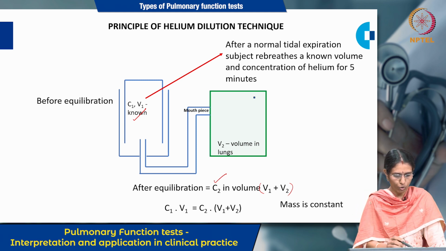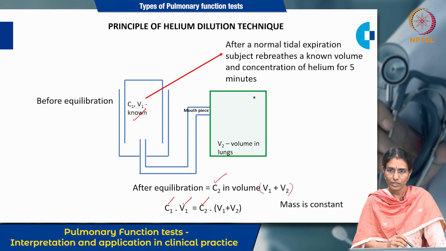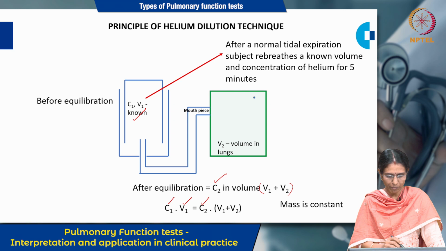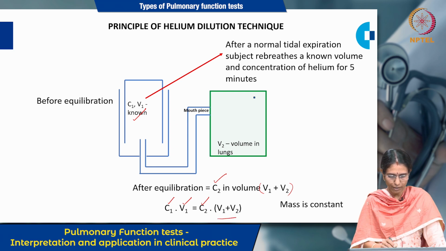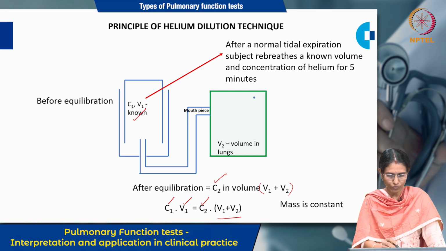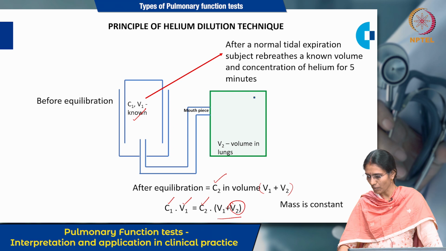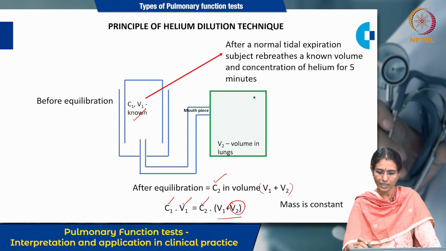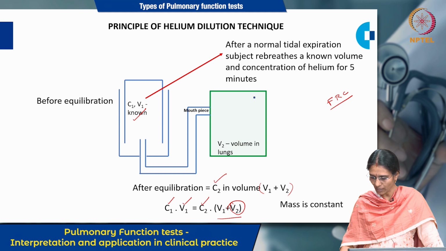So here what are the known parameters? We already know C1 and V1, and C2, the final concentration, can be measured. From this you can calculate V1 plus V2, and after that V2, which is the unknown volume, can be finally calculated. So this is the principle of helium dilution technique, which is used to measure the volume which remains in the lungs at the end of normal tidal expiration, which is called functional residual capacity.